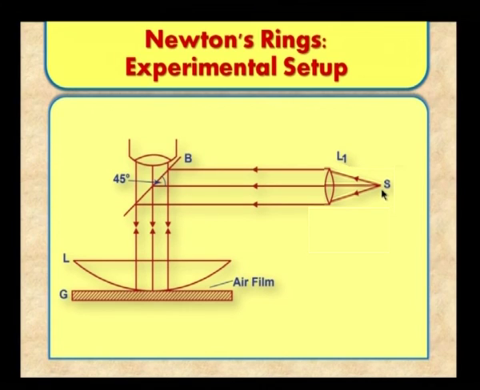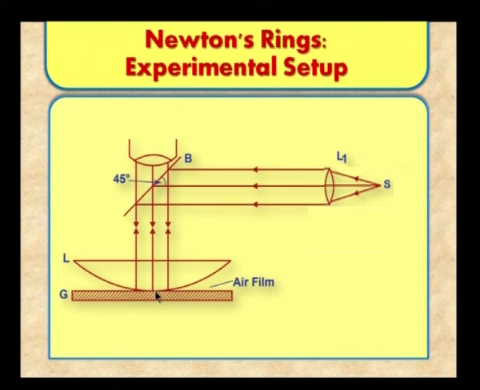This shows the experimental setup for observing Newton's rings. You have a source of light, a monochromatic source S, and the light coming from the source passes through a lens system L1, and is incident on an inclined glass plate kept at an angle of inclination of 45 degrees. The light is partly reflected and travels towards the air gap present between the plano convex lens and the glass plate. You have the air film here.